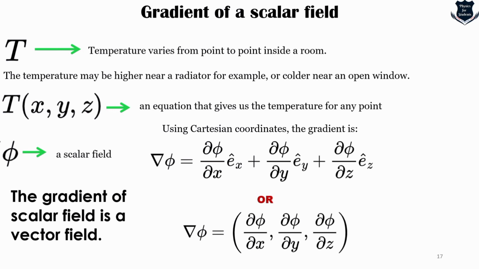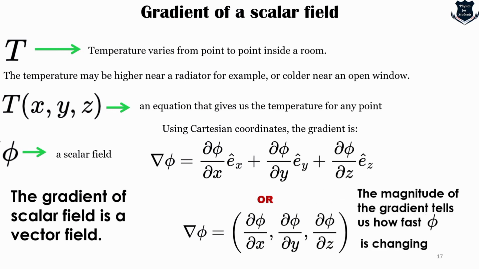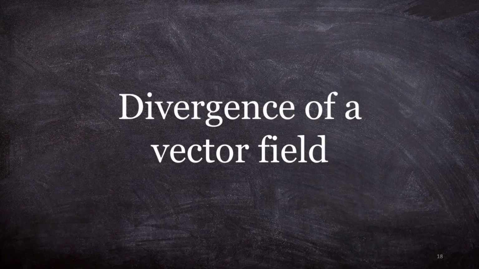And then getting to the equation that gives us any temperature, we took phi as a scalar field, or a point in a scalar field, and then using the normal Cartesian coordinates, we did the partial derivatives and found this. So the magnitude of the gradient tells us how fast phi is changing in whatever direction, or how fast things are moving.